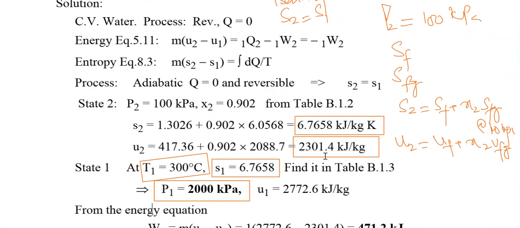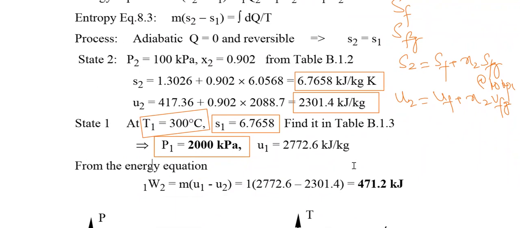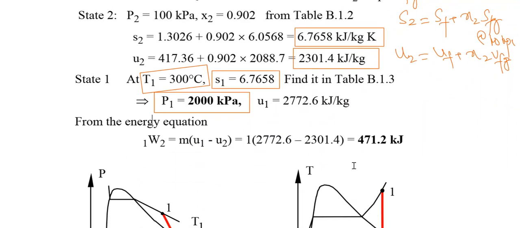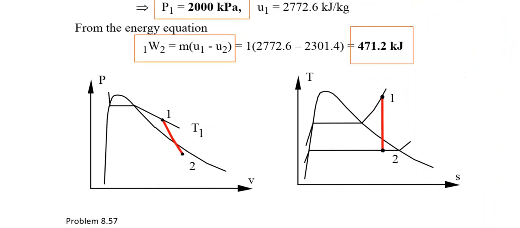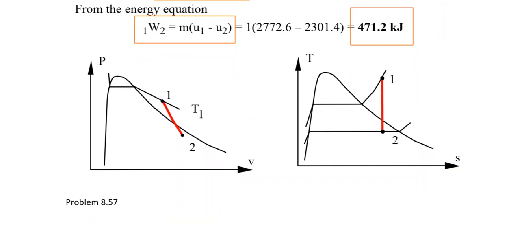So I've got the internal energy, I've got the entropy. Now the work done from state 1 to 2 would be equal to the change in the internal energy only, as the process is adiabatic. So multiplying the change in internal energy with the mass, we can get the value of 471.2 kilojoule. Check the PV and the TS diagram.